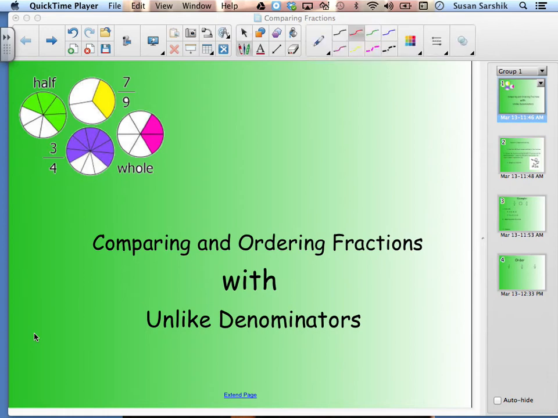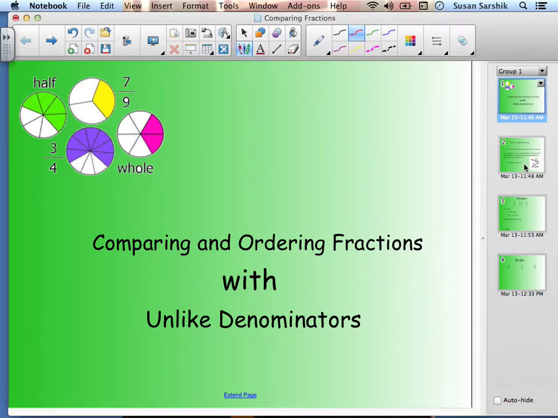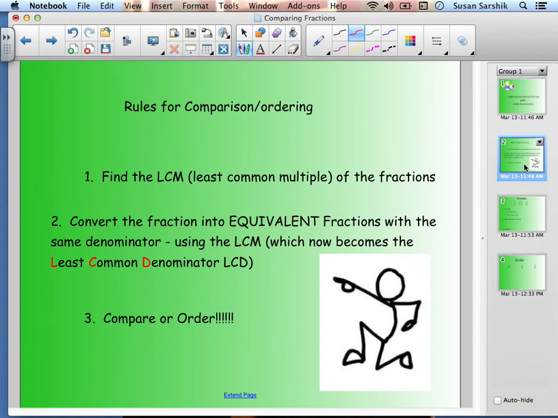Today's lesson is on comparing and ordering fractions with unlike denominators. So let's take a look at the rules for comparison and ordering. First, you need to find the LCM. As you know, the LCM is the least common multiple of the fractions that you're talking about.